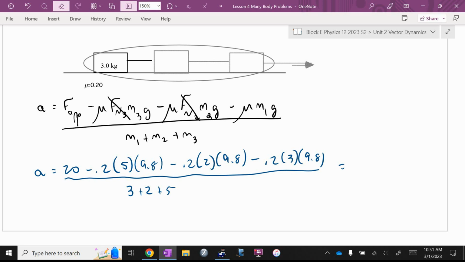Do this one in your head, Mr. Actually, I might be able to. I'm dividing by 10. Let's try. This is going to be 10 times 9.8 times 0.2. So it's going to be 9.8 times 2. It's going to be 19.6. It's going to be 20, take away 19.6. The top is 0.4. Is it 0.4 divided by 10? Is it 0.04?